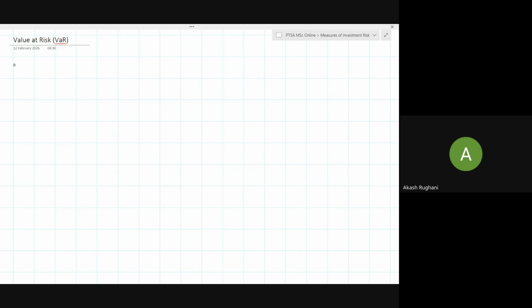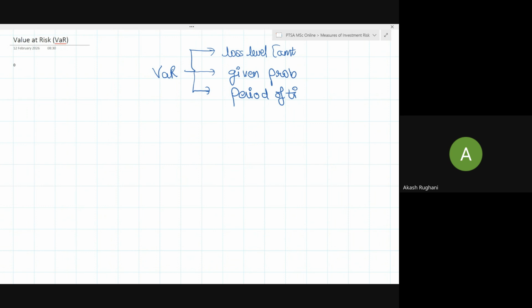Okay. Now for us to understand, VAR has three things. One is VAR is a loss level or a loss amount. It is a loss level with a given probability. And it is over a period of time. So whenever I look at a VAR definition, these all three terms will always be there. Okay. There are two ways to define VAR.